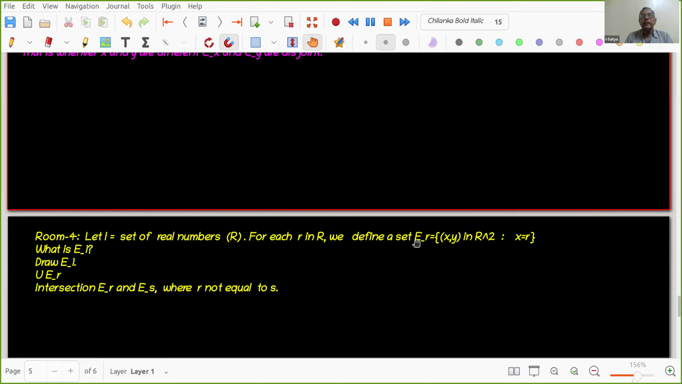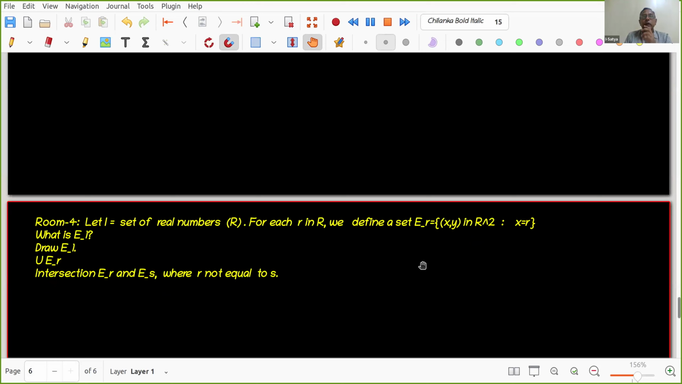Here the set I is defined as E_R, where R is a real number. Yes, sir. E_R is defined as all ordered pairs (x, y) in R2 such that x equals R. What is E3? Okay, you have not understood, but you ticked yes. Okay, but work it out later.